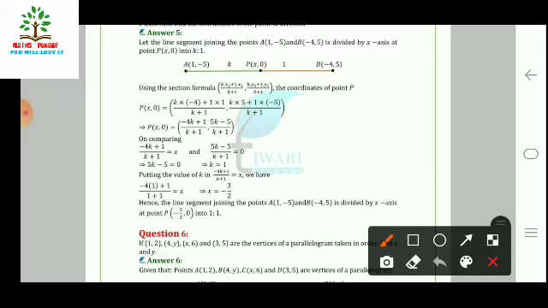So just minus 4k plus 1 over k plus 1 is equal to x. This is the equation, and the second is 5k minus 5 over k plus 1 is equal to 0. On solving this, we are getting k is equal to 1. So k is equal to 1.